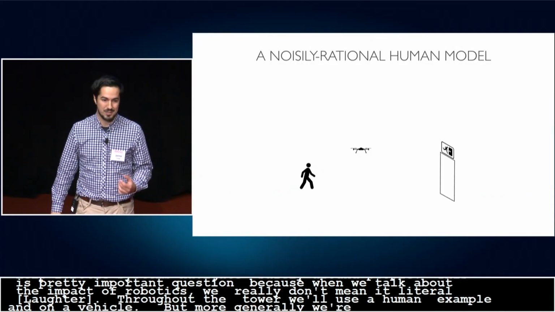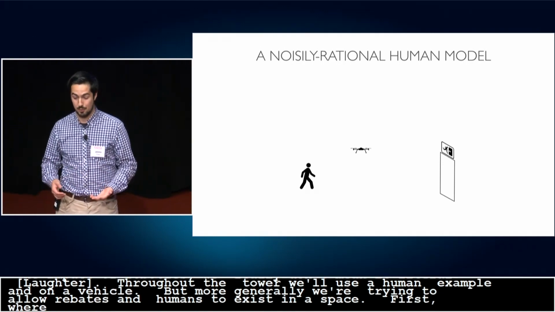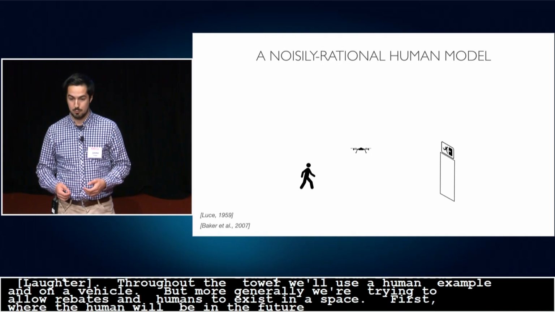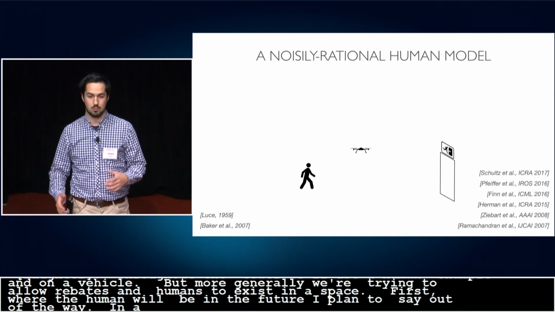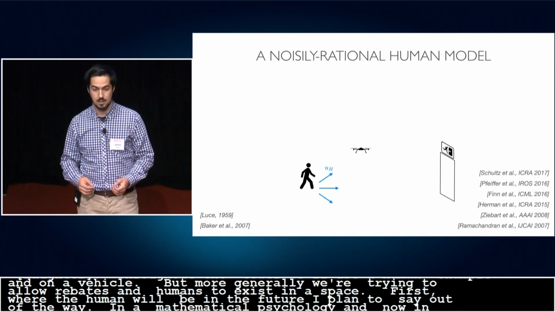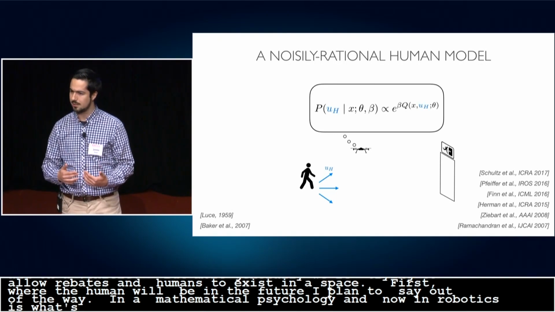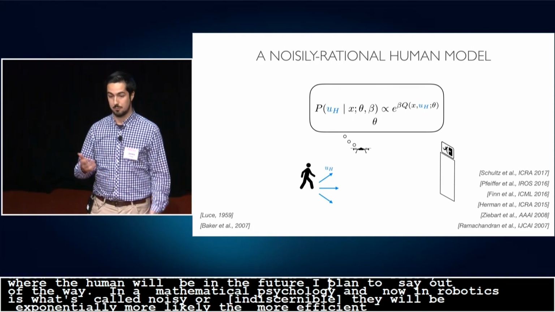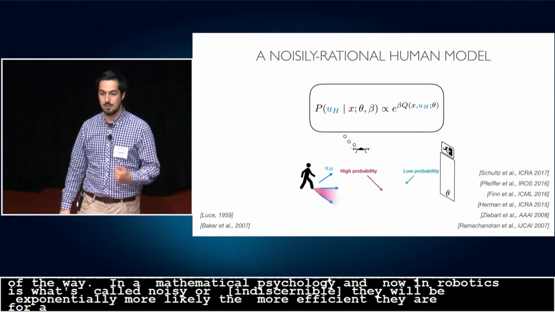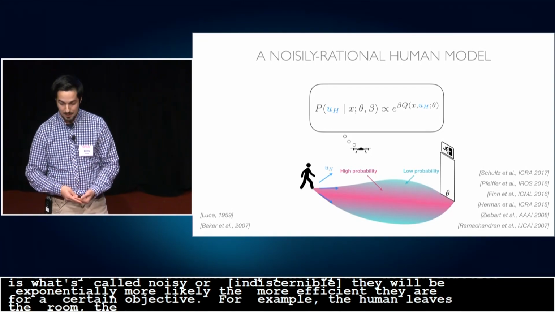To do this, the robot needs to reason about where the human is going to be in the future and plan to stay out of the way. And a useful model that was initially proposed in mathematical psychology and now commonly used in robotics is what's called noisy or Boltzmann rationality. The human's actions won't necessarily be optimal, but they will be exponentially more likely the more efficient they are for a certain objective. For example, say that the human's objective is to leave the room. Then conditional on that, the robot can reason about the probability of her future trajectories.